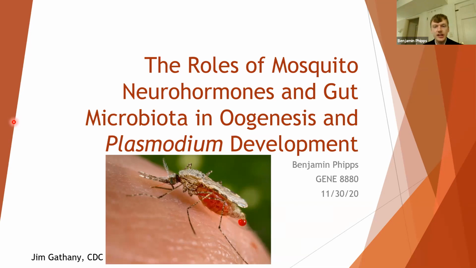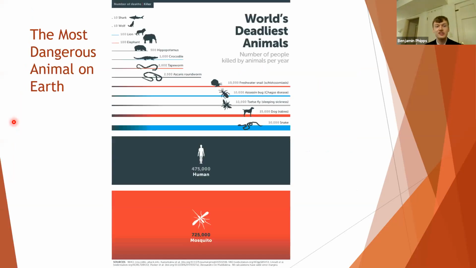Today I'll be presenting my research plan for my dissertation project, which will focus on the roles of mosquito neurohormones and gut microbiota in oogenesis and Plasmodium, or malaria parasite, development. And we're interested in mosquitoes because they are the most dangerous animal on the planet, to humans anyway. They kill more people than people do annually.